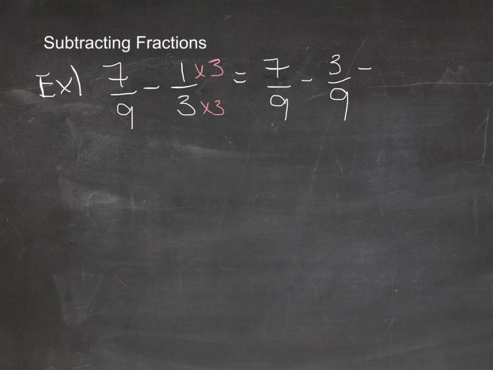Okay, so then I just subtract the numerators. So 7 minus 3 is 4 over 9. Can I reduce that anymore? No, so it would just stay like that.